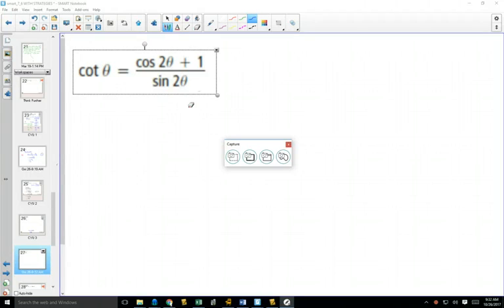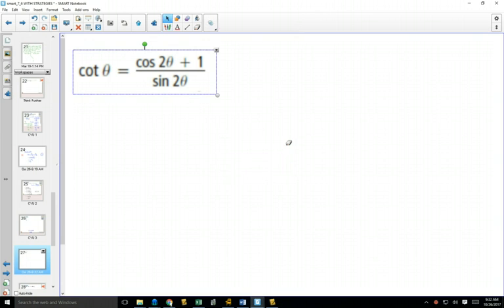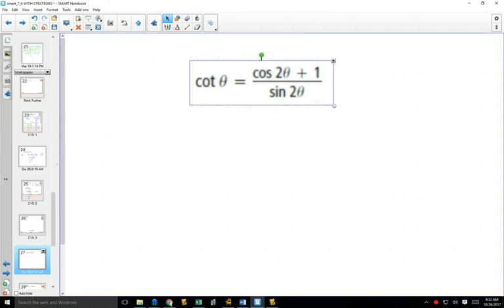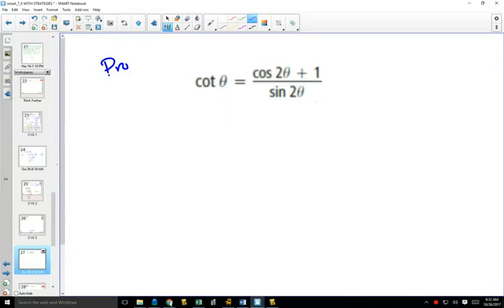And so we get to add proofs. We get to add proofs with our double angle identities. So these questions say prove. You start off the same way as you prove everything else. Draw your line.